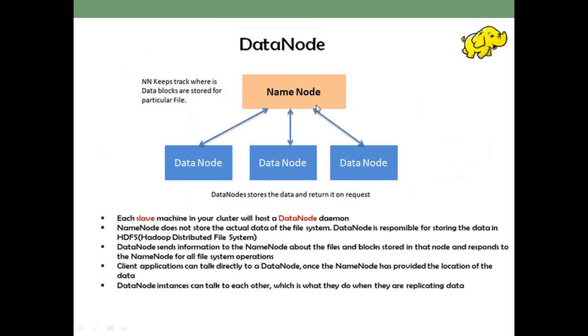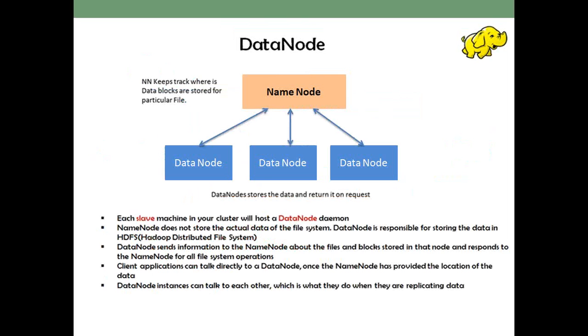Coming to the data node, each slave machine in our cluster will have the data node daemon. The name node and data node are daemon services. Once we start HDFS, the name node will be on the master, which is one machine, and the slaves are the other machines. So on these machines we will have these daemons, name node and data node. Each slave machine will have the data node daemon.